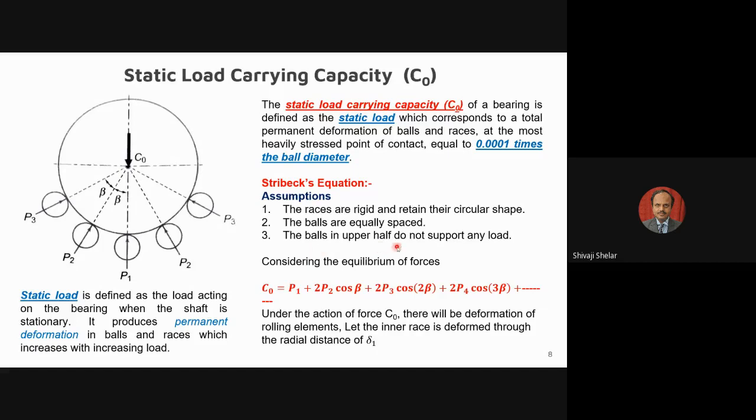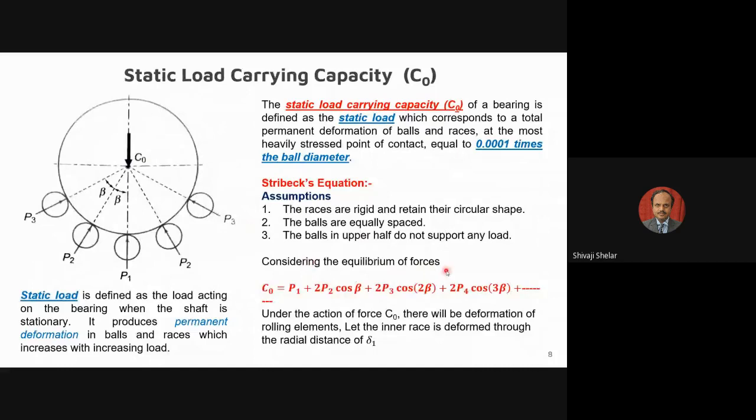Then the balls in the upper half do not support any load. So above this level, there are balls here, but these balls don't support any load under static conditions. These are the three assumptions. So considering these three assumptions, we can write down the equilibrium. This is an equilibrium problem.